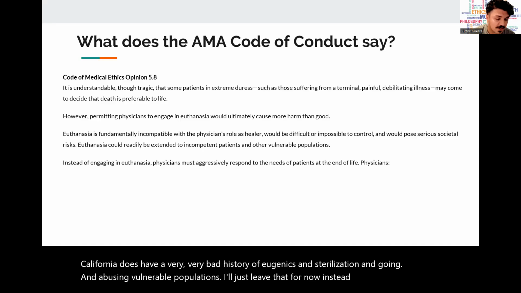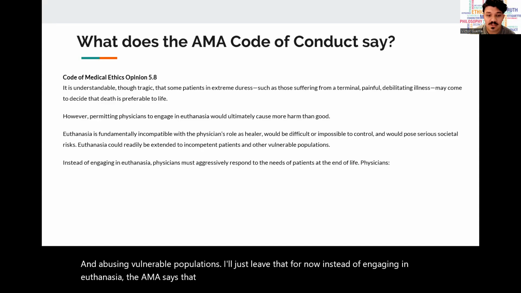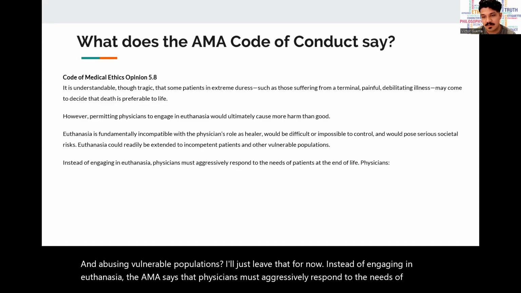Instead of engaging in euthanasia, the AMA says that physicians must aggressively respond to the needs of patients at the end of life.